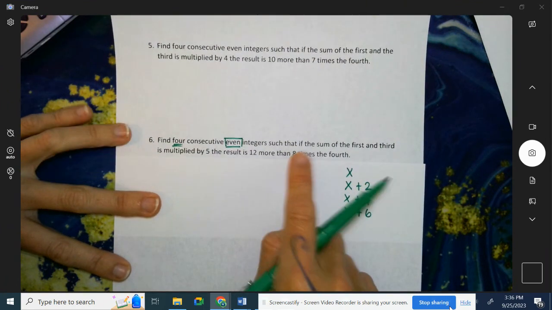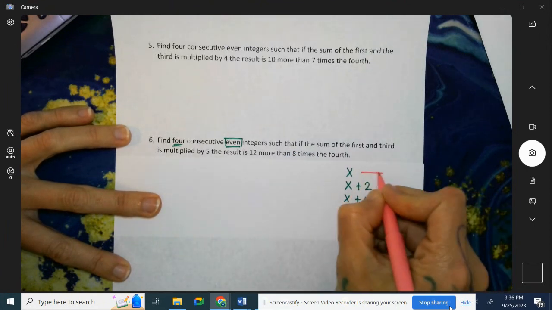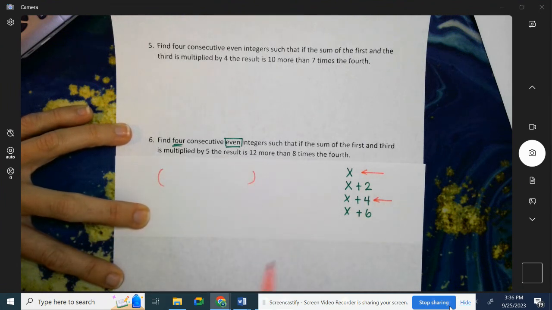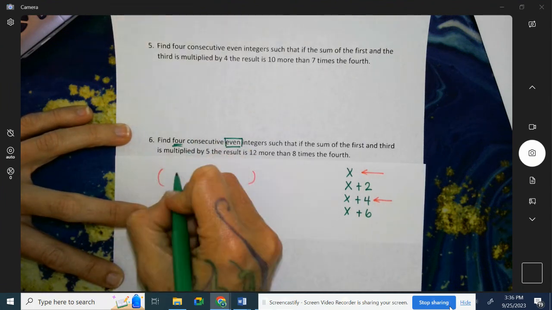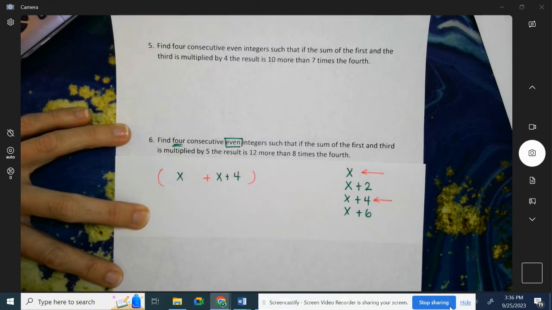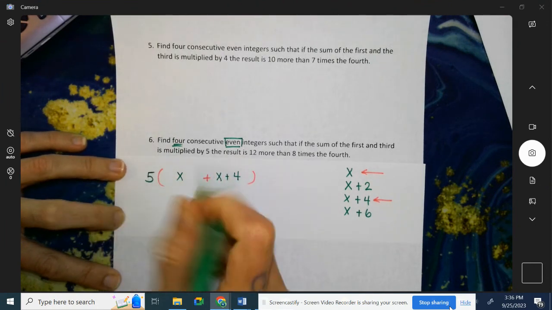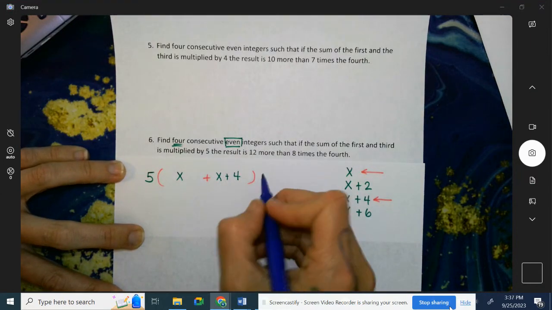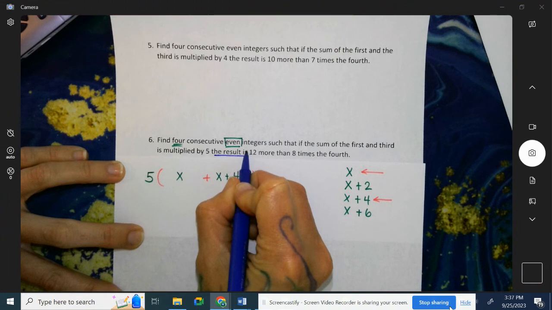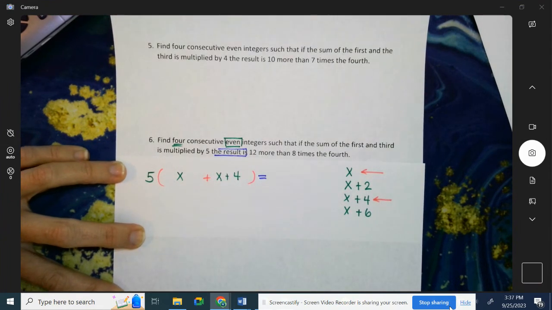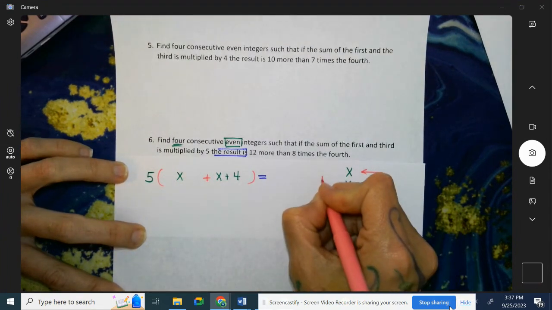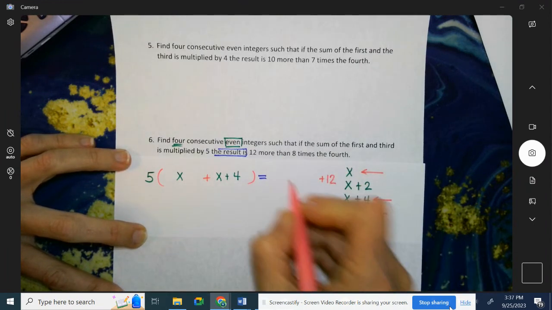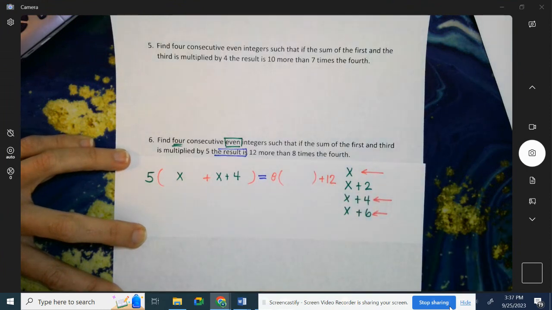All right, the sum of the first and third, and we're going to add those together, is multiplied by 5. The result is just another way of saying equal. That's why, like in the last one when we were in class, that's why I said I added that, because it's just a different wording, and you guys prefer to see as many different wordings as possible. Is 12 more than, so that means we're going to add 12 to something, then 8 times the fourth. Fourth one is here, and we're going to do 8 times our fourth one.